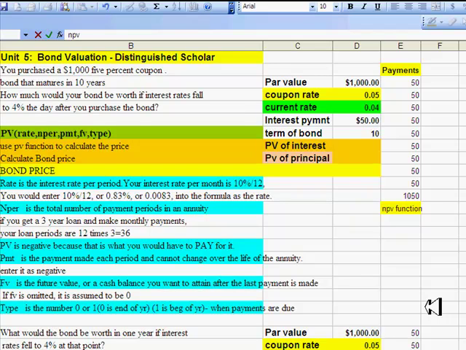Hello and welcome to Unit 5, the Distinguished Scholar Problem. We are on Chapter 7, doing bonds. So what they're asking you in Unit 5 is bond valuation.